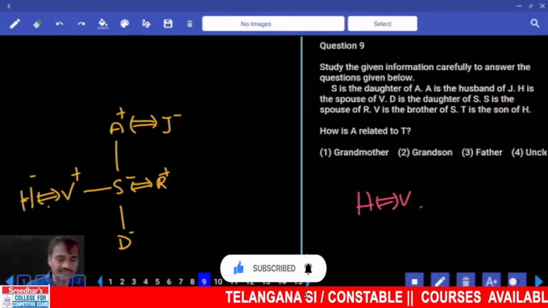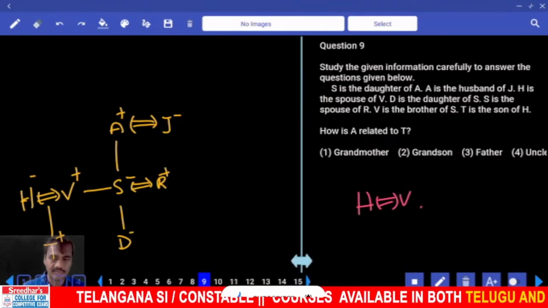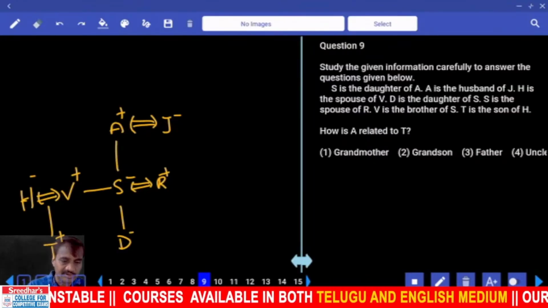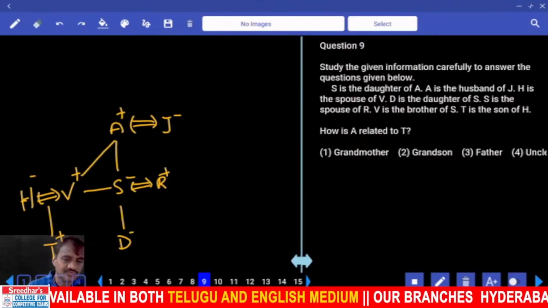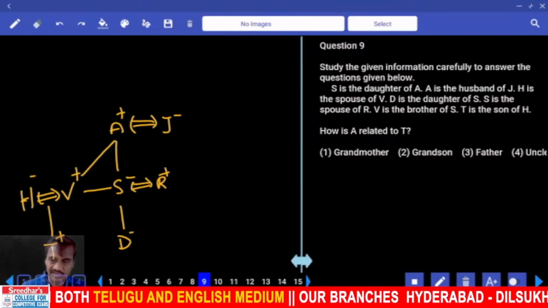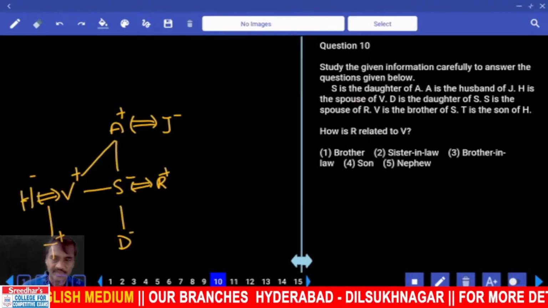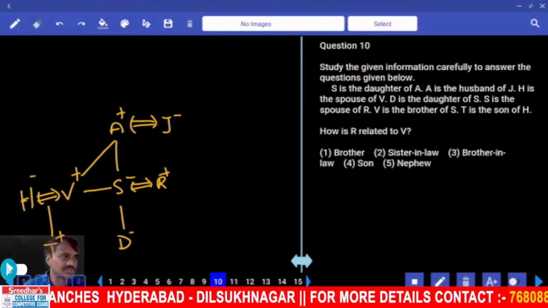Then T is the son of H. Now who is this T? Son of H. Then how is A related to T? Now tell me what is your answer here? That means T is father's father, grandfather. And grandfather, that is choice 5, question number 9. Then 10th one. How is R related to V? Now V is sister's husband.